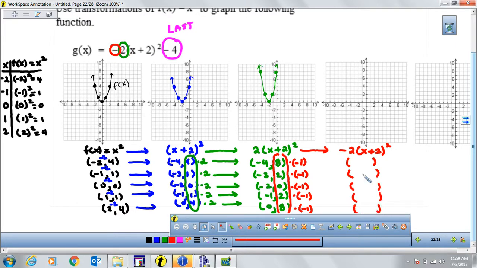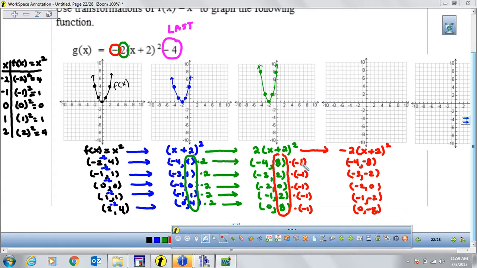So the transformations for this one is going to be -4 comma -8, because it just changes the sign, so it will probably multiply by a negative. -3 comma -2, -2 comma 0, -1 comma -2, and 0 comma -8. So all the y's are multiplied by a negative, which means all of the y's change the sign. So from here, at this point, if I would have multiplied these times not 2 but -2, I was going to get these values.